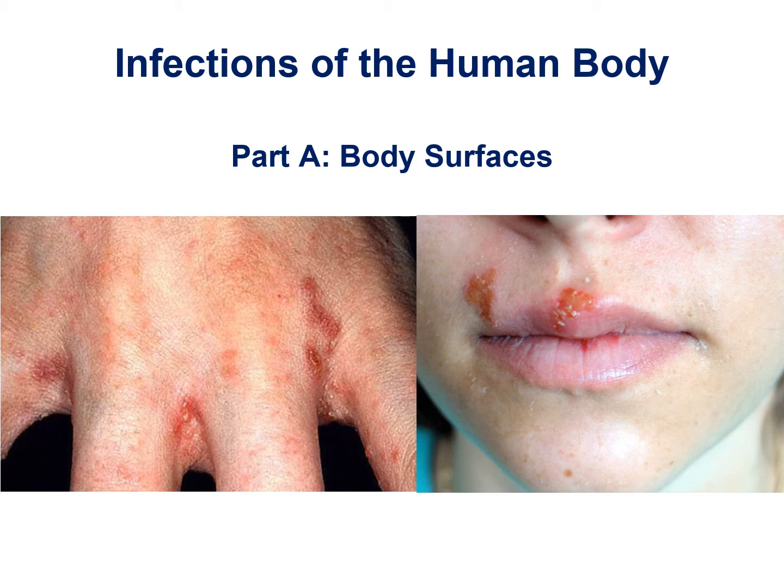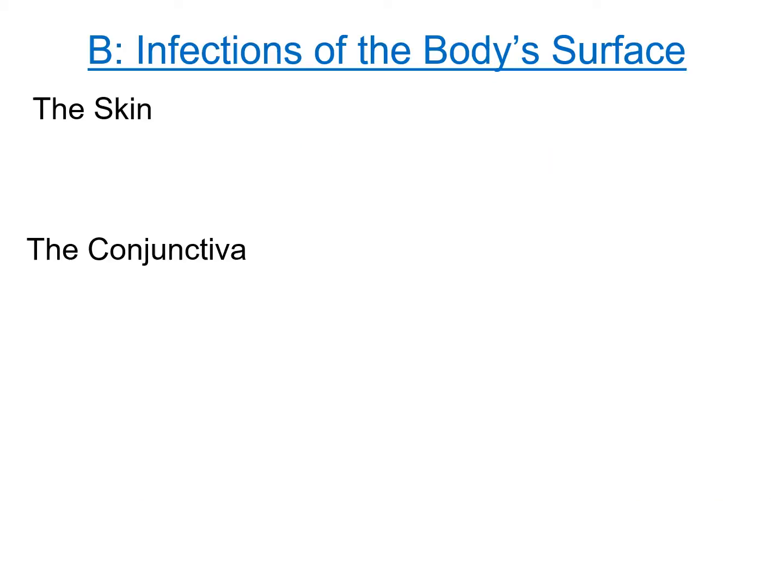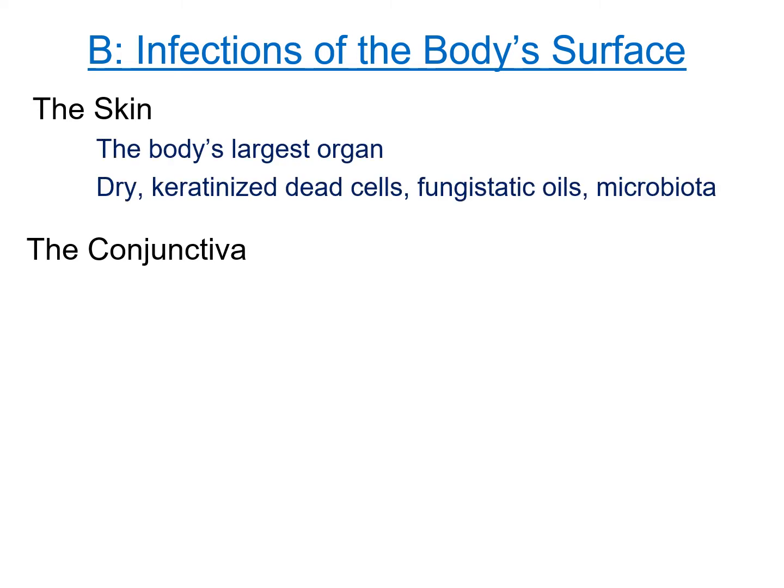Okay, so starting with body surfaces, and we'll spend quite a bit of time on this. Makes sense that there would be a lot of different skin infections because, of course, your skin is your main defense against the environment. It's in contact with your environment. And it's a huge surface area. It is the largest organ of your body. So the skin is our main protective layer, as I've mentioned, and it's also the body's largest organ.